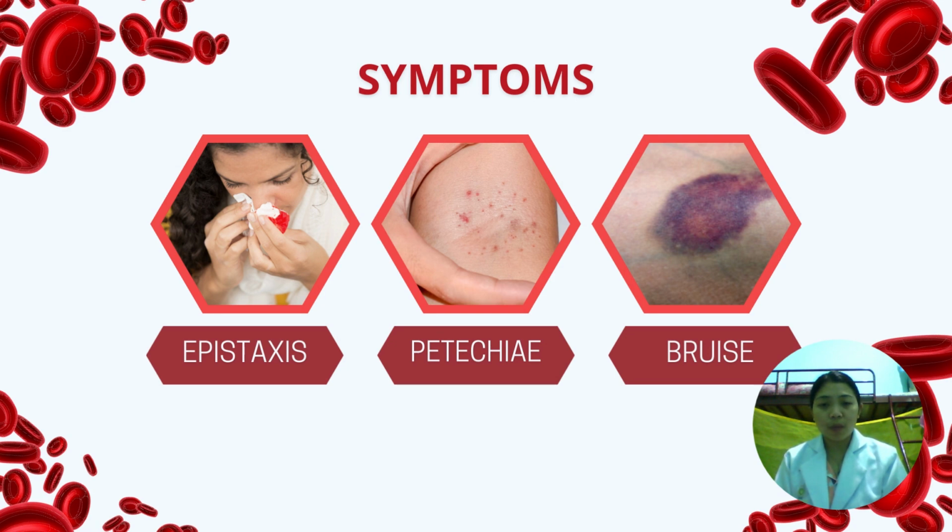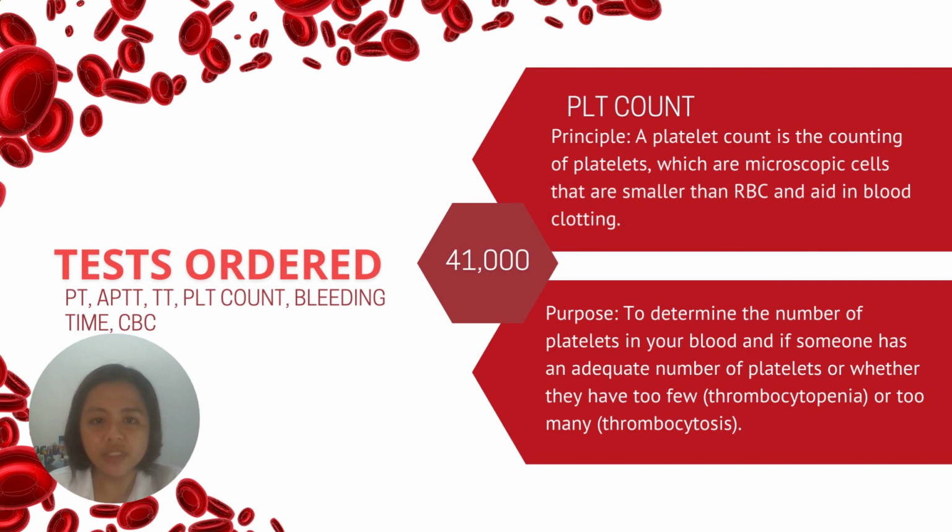For the symptoms, she has epistaxis, severe bleeding in the nose, petechiae, red spots on her skin, and bruises or hematoma. For the platelet count, the purpose of this test is to determine the number of platelets in your blood and whether someone has an adequate number of platelets or too few platelets, called thrombocytopenia, or too many platelets, called thrombocytosis.